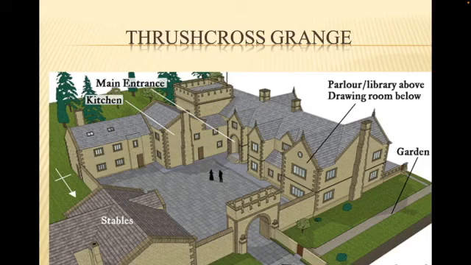So if we look at Thrush Grange, it is the more glamorous of the 2 homes. You can see that it is quite big. It's got this huge court with the stables, which are very close to the road. We also have a garden-tended area, and then, of course, the main entrance that leads to the kitchen on one side, the parlor, the library, the drawing room, and the bedrooms on the other side.